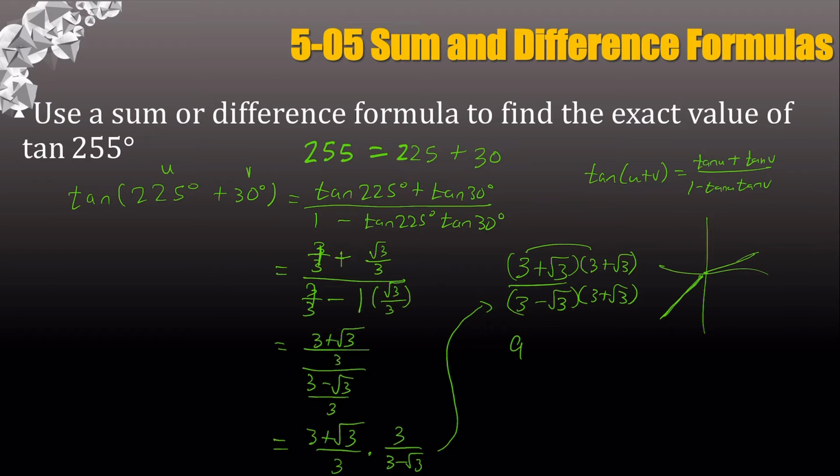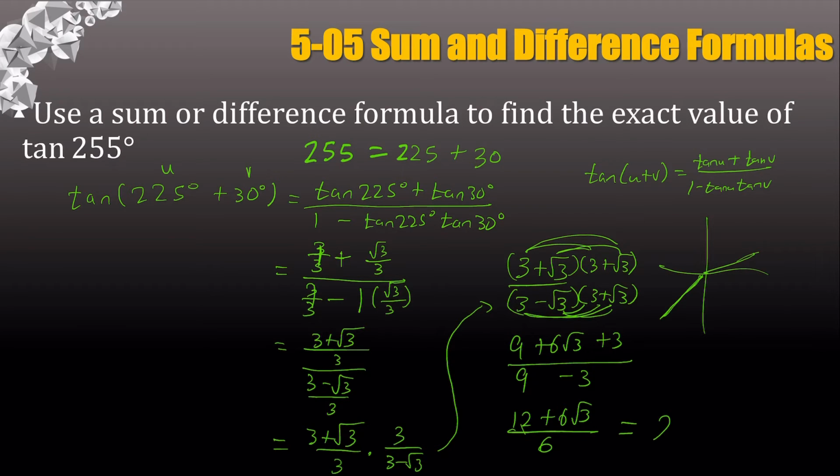So that's 9. 3 square root of 3 and 3 square root of 3 is 6 square root of 3. Square root of 3 times square root of 3 is 3. The bottom I have 9. 3 square root of 3 and negative 3 square root of 3 cancel, and minus 3. So on the top I have 12 plus 6 square root of 3. On the bottom I have 6. The 12 over 6 reduces to make 2. The 6 over 6 reduces to make 1. So it's 2 plus the square root of 3.